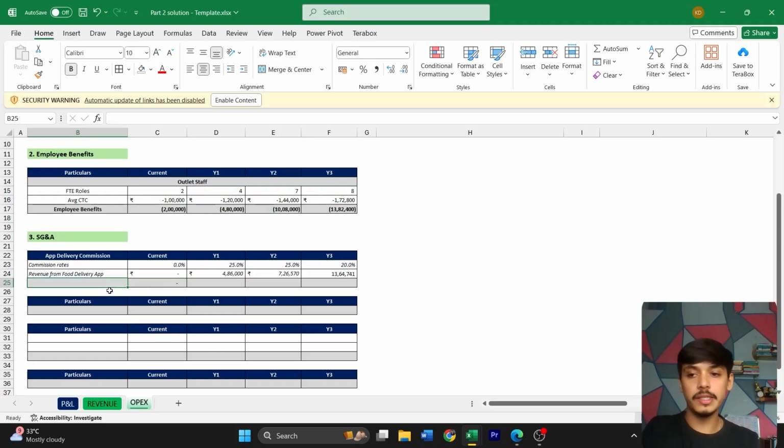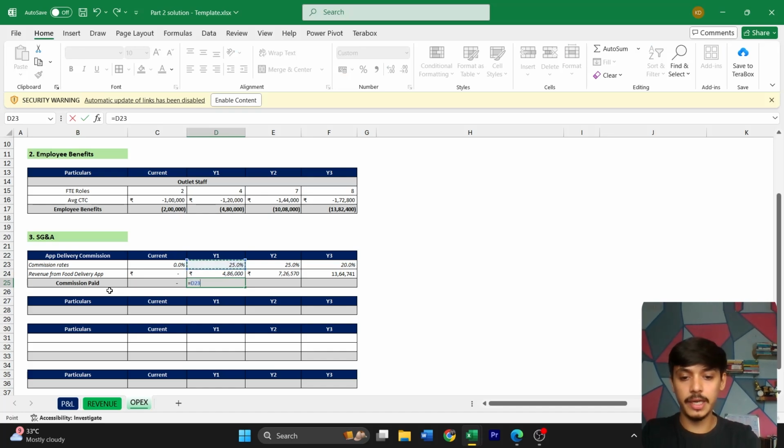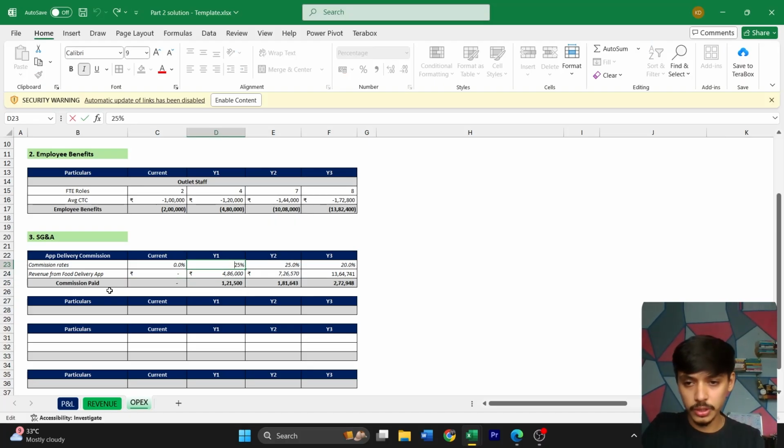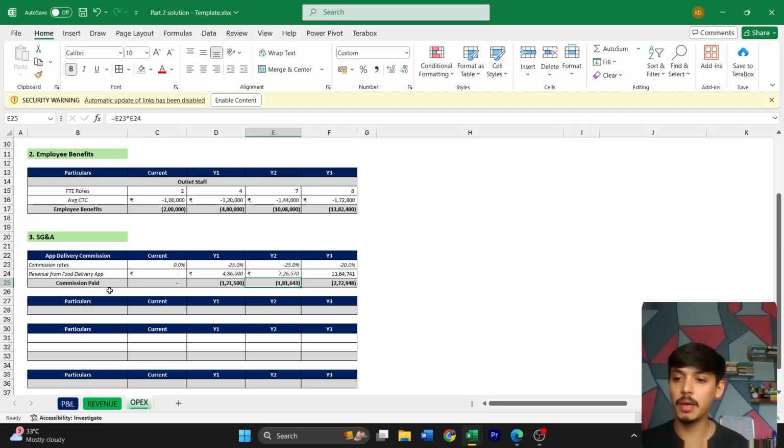Okay, so what is the commission that we are paying? Commission paid. Multiply the rate into the revenue earned and paste it across all the lines. So we are paying 121 in year 1, and that goes up to 272. So this is a commission paid, so we are going to put it as negative mark. Okay, so we have the commission rates, which was the first element of SG&A.